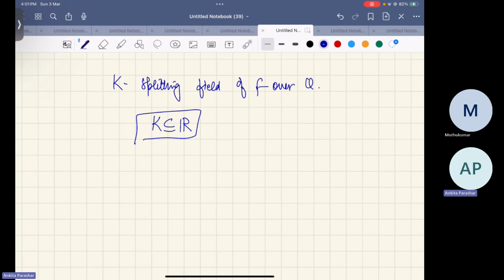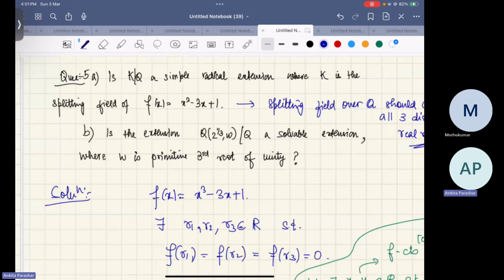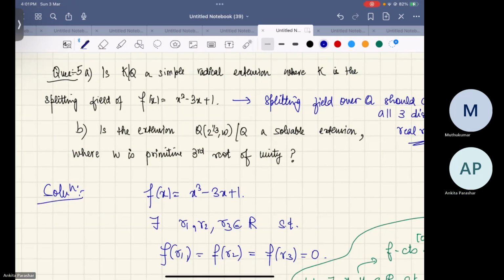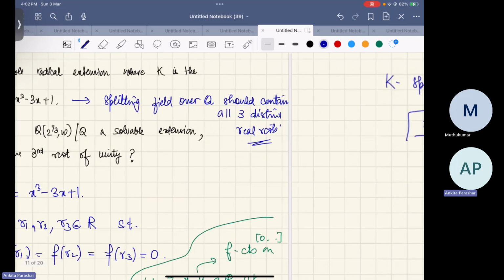Can you use this fact? The reasoning is almost similar to what we gave in the last question also. Can you say this is a simple radical extension? So first of all, what possibly can be the degree of the extension? Can we say something?